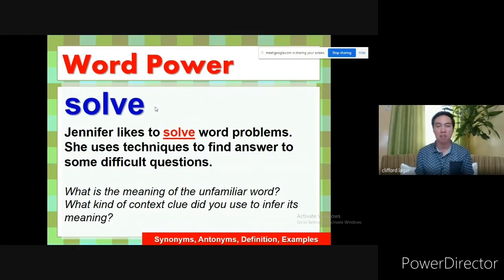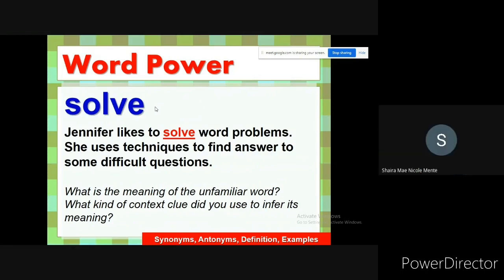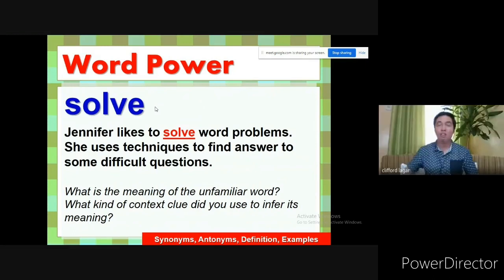Now, Shaira, tell me, so what could be the possible meaning of this word solve based on the clues given in the sentence? Permission to speak, sir. Yes, proceed, Shaira. To find the answer to some difficult questions. Okay, Shaira, that's correct. But you can simply shorten your answer. Can you just give me two words as possible meaning of this unfamiliar word?